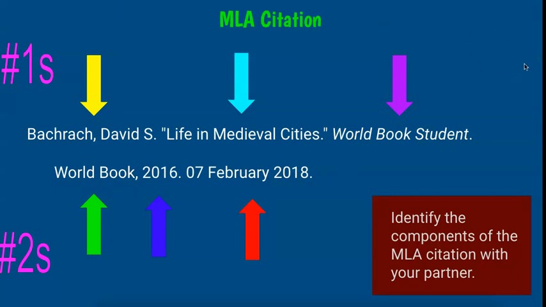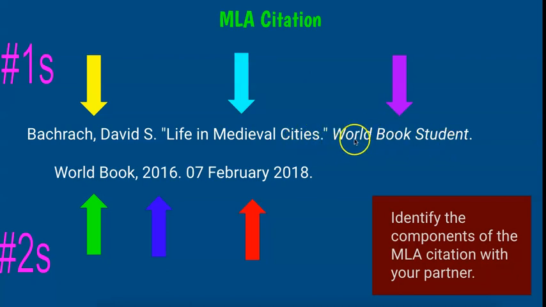Let's practice how we set up the MLA citations again. Pause the video and think about how you would label each of these pieces. The yellow is the author's name. Remember that they organize it by last name, comma, first name, and then middle initial if they use one. Then we have our article title. The way you know this is an article title and not a complete work of its own is that it's in quotation marks. That's what we use for smaller titles.